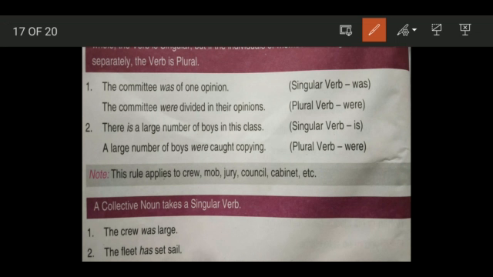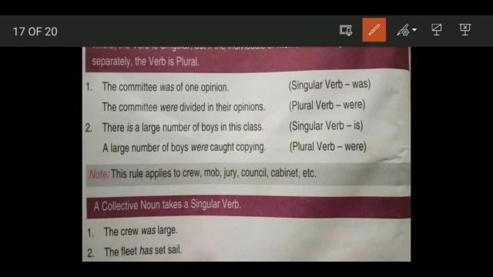The committee was of one opinion. Committee, again we know there are a group of people who form together a committee. So when we are referring to committee as one unit, we are talking of them combined together as a whole, we are referring to as one unit.